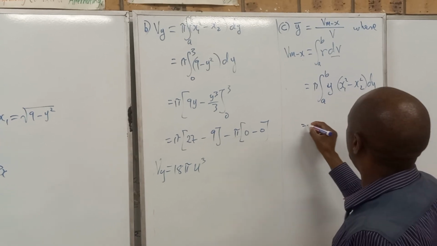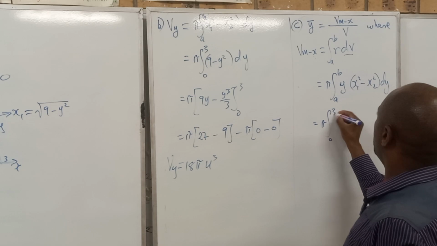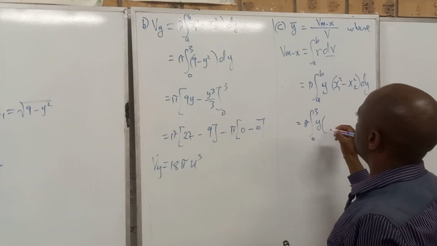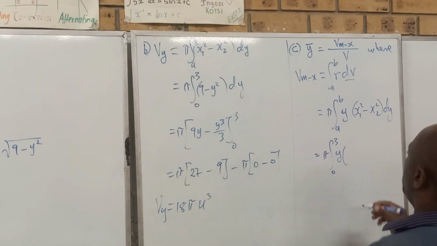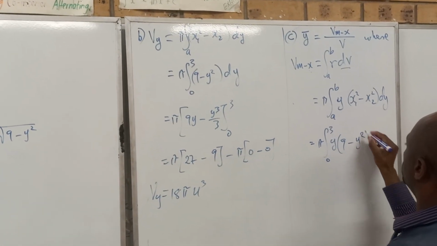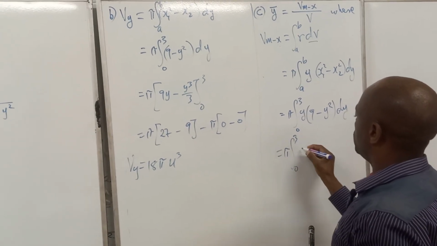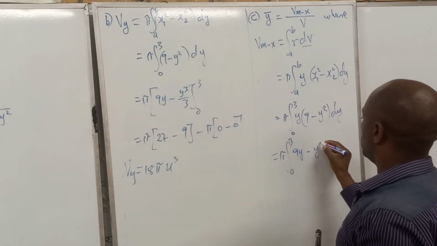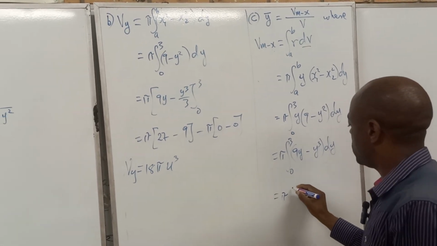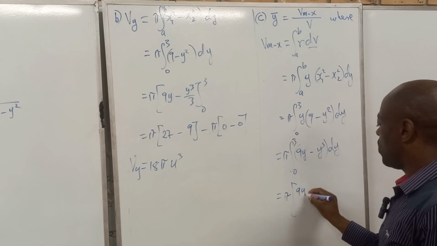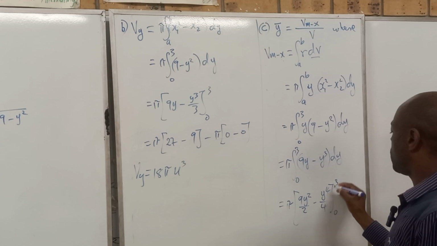So I can now do my substitution: a and b as 0 to 3, y into x1 squared minus x2 squared, which we did already. We got pi times the integral of y times (9 minus y squared) dy. Then I open my bracket to get 9y minus y cubed dy. Then I integrate, and I will get 9y squared over 2 minus y to the power 4 over 4, from 0 to 3.